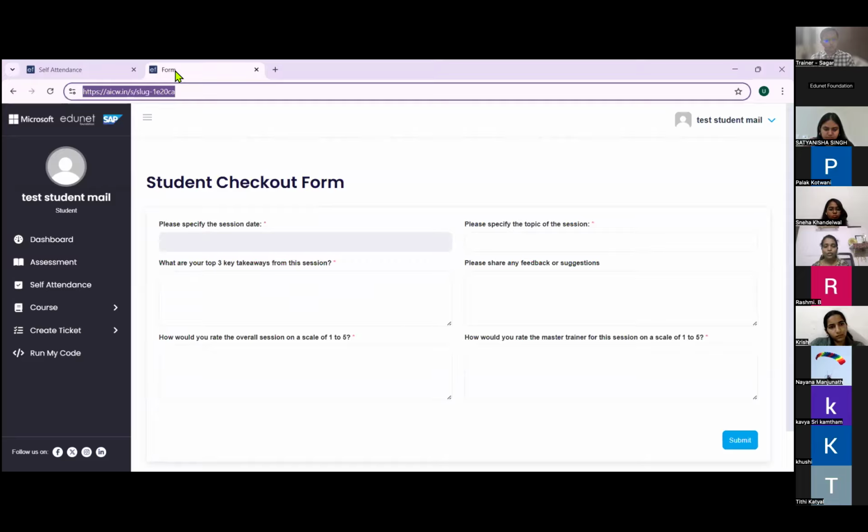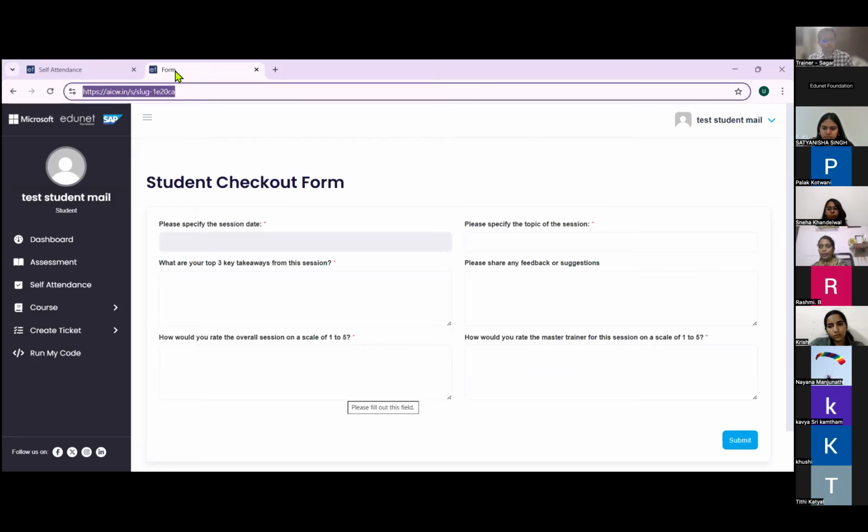What are your top 3 key takeaways from the session? Please share any feedback or suggestions. How would you rate the overall session on a scale of 1 to 5? And how would you rate the master trainer for this session? So these are the basic questions. You can fill it up and submit the form.